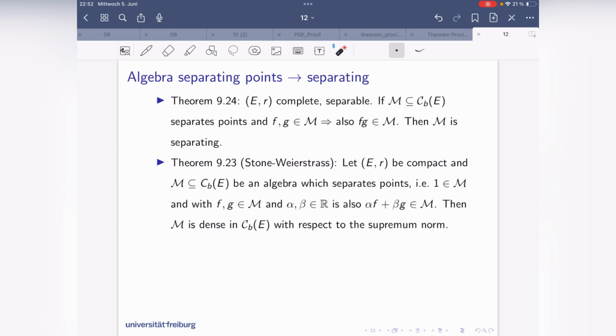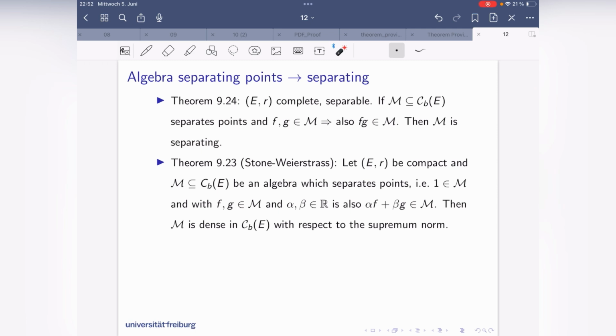Then M is separating. So that's the hard property to show. So what do we need? We need separating points and bounded, closed under multiplication. And in order to show this, we need the theorem of Stone-Weierstrass, which I'm not going to prove here, but I'm going to recall it here.